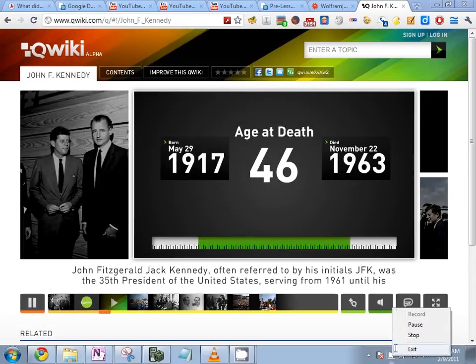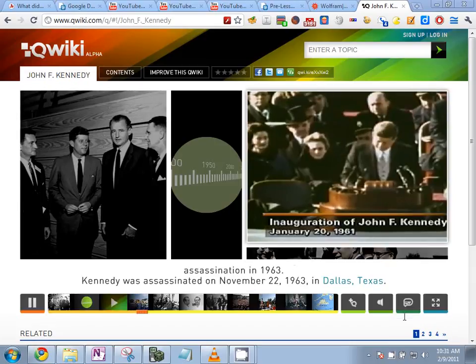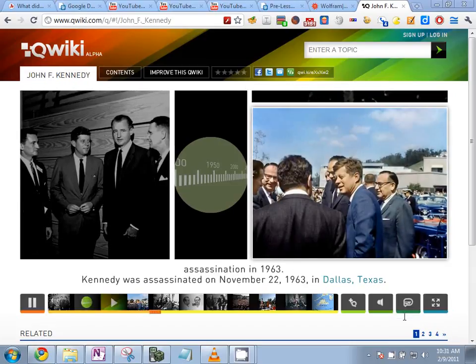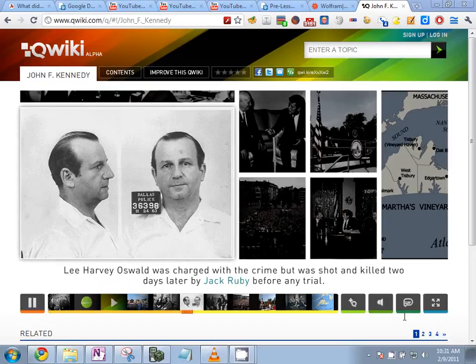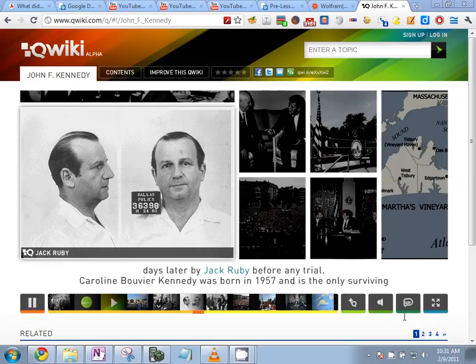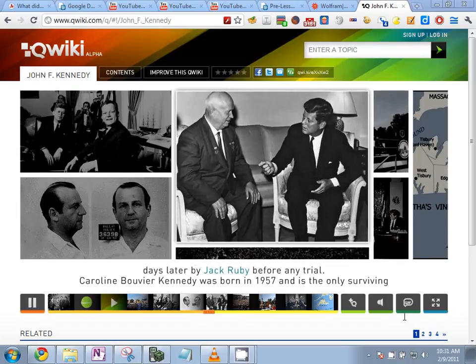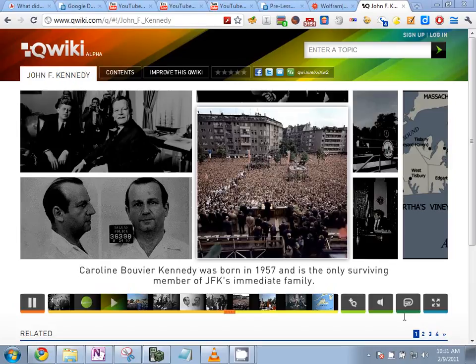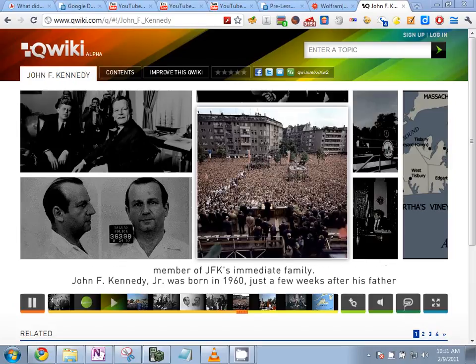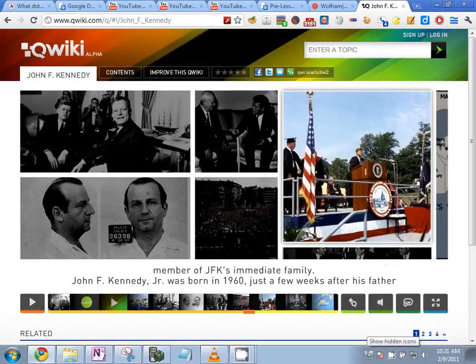1963, in Dallas, Texas. Lee Harvey Oswald was charged with a crime but was shot and killed 2 days later by Jack Ruby before any trial. Caroline Bouvier Kennedy was born in 1957 and is the only surviving member of JFK's immediate family. John F. Kennedy, born in 1960. It works equally well with any Wikipedia entry, and it pulls out pictures. So if you ever need to look something up quickly and get a basic idea of where to start, this is a great tool. It was really neat.